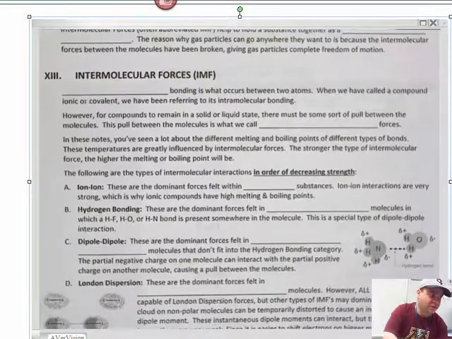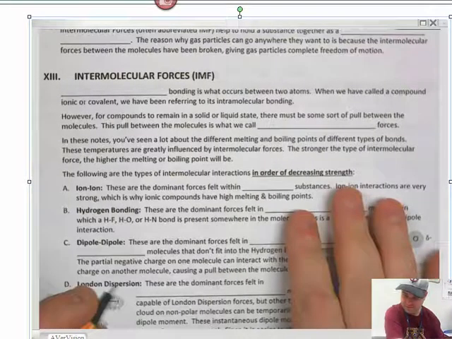Hey, Mr. Harridan here. We're going to go over intermolecular forces, the IMFs here. One of my favorite discussions of them all.